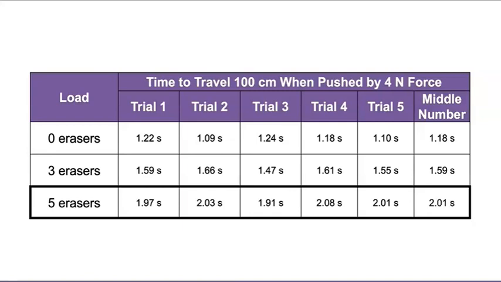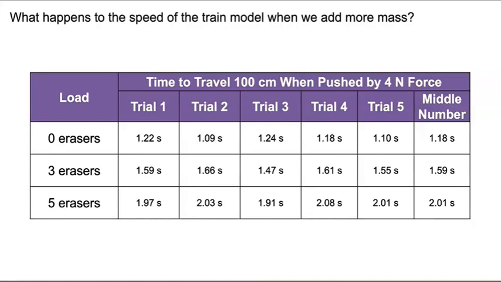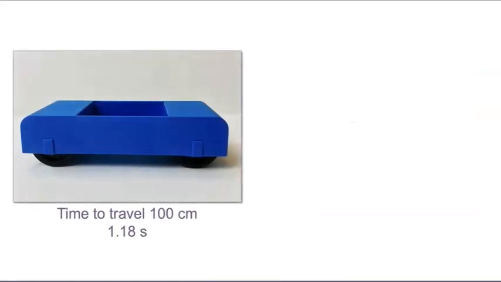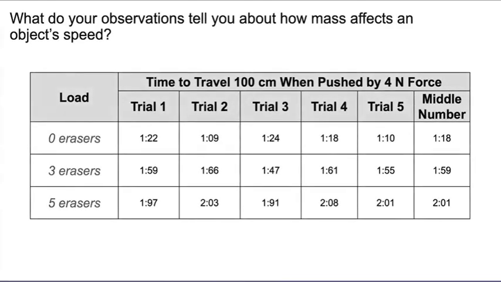2 and 100 seconds. Let's analyze our data. What happens to the speed of the train model when we add more mass? When we added erasers, the train moved slower. And the empty train was faster than the train carrying 5 erasers. What do your observations tell you about how mass affects an object's speed?